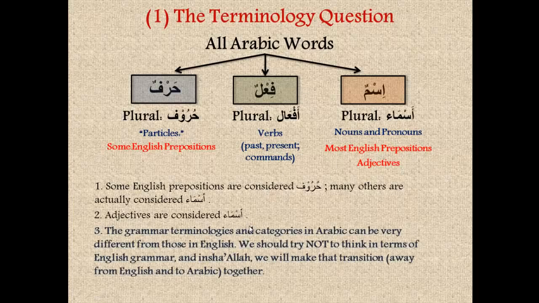So here we are. The terminologies and categories in Arabic can be very different from those in English. We should try not to think in terms of English grammar. We should try really hard not to do this. And inshallah, we will make that transition away from English and to Arabic together, inshallah. And by this, I mean eventually we will be using Arabic terminologies exclusively and not using any English terminologies. And when we use Arabic terminologies exclusively, that will bring clarity to our discussion of Arabic grammar. We will no longer be confused because we are flip-flopping back and forth between English and Arabic.